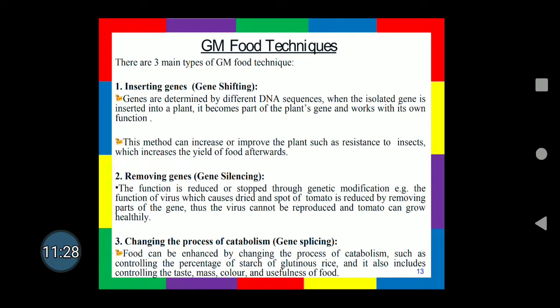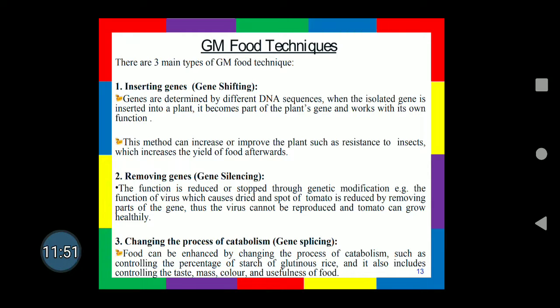The second is removing the gene, or gene silencing. This function reduces or stops the genetic modification. For example, the function of the virus which causes drying and spotting of tomato is reduced by removing part of the gene. Thus the virus cannot reproduce, so the tomato can grow healthy.